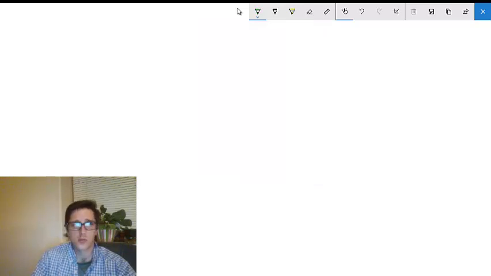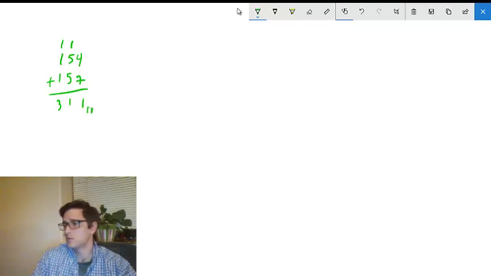So let's look at the next one. I just made this problem up. This is not in your book. Okay, so we have 154 plus 157. When we add these together, we're going to get 7 plus 4 is 11. 5 plus 5 is 10, so that's 11. We get 311. Okay, so that's our decimal value.